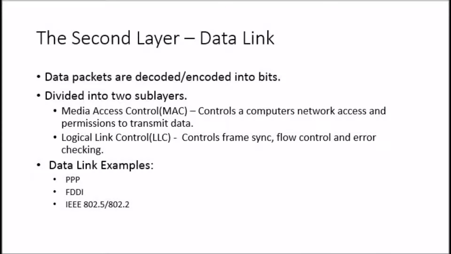The second layer is the data link layer. Here, data packets are encoded and decoded into bits. This layer is divided into 2 sublayers: the media access control layer and the logical link control layer. The MAC sublayer controls how a computer on the network gains access to data and gets permission to transmit it. The LLC layer controls things such as frame synchronization, flow control, and error checking.